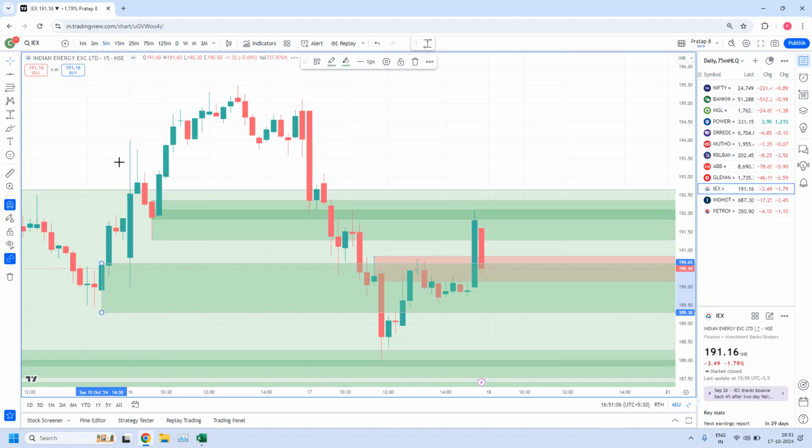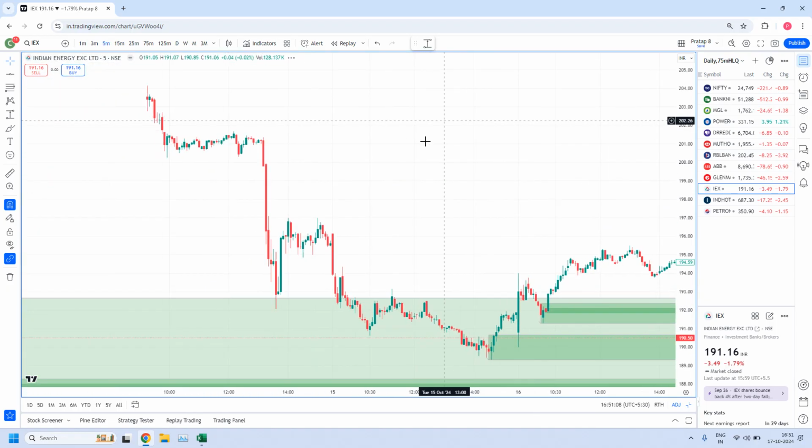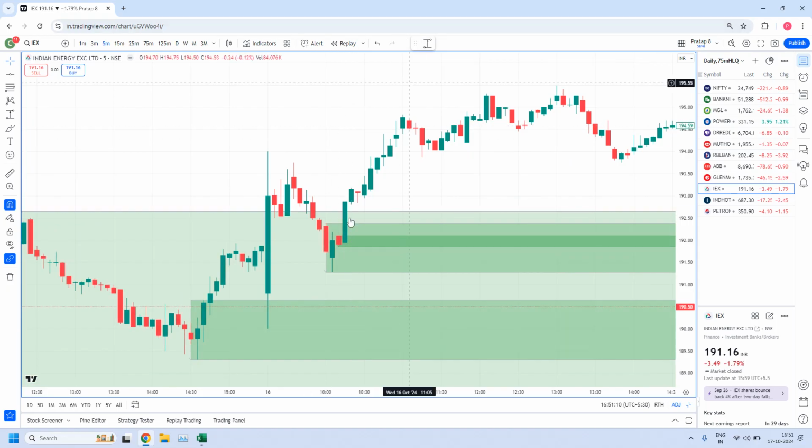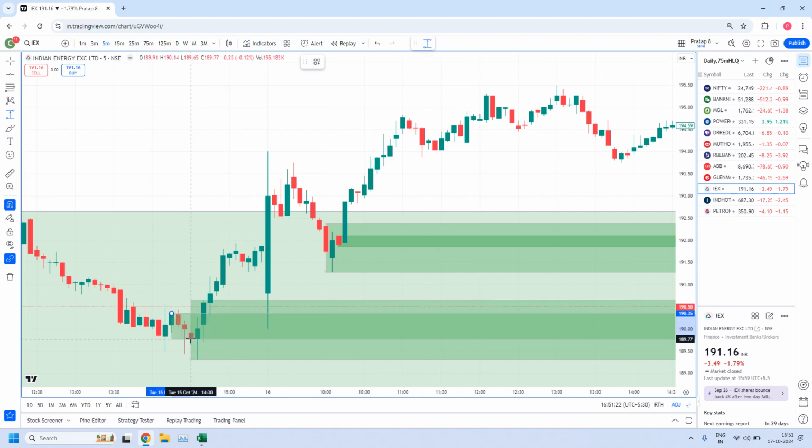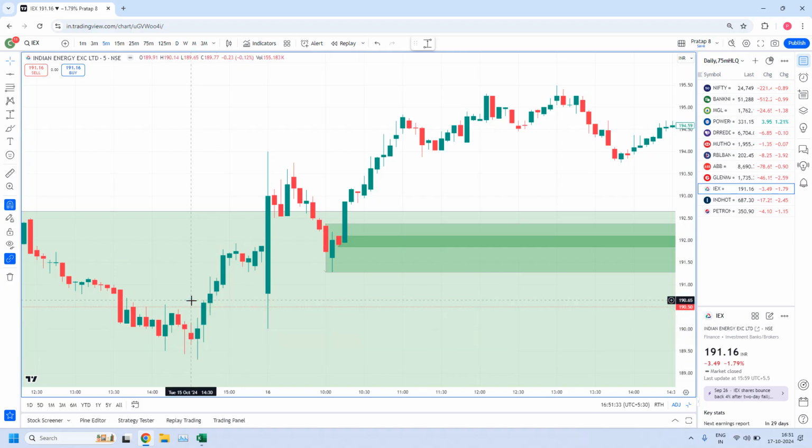Let me show you. Go to the 5 minutes time frame. If you draw fine-tuned 5 minute zones, see, all these are base candles. You have to consider. Even if you consider this, the zone is already tested and risk is also high. Because of all these reasons, this zone I have avoided.